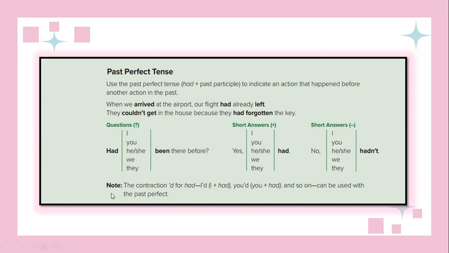Note, the contraction apostrophe D for had, I'd, means I had. You'd means you had. So apostrophe D is an abbreviation of had.